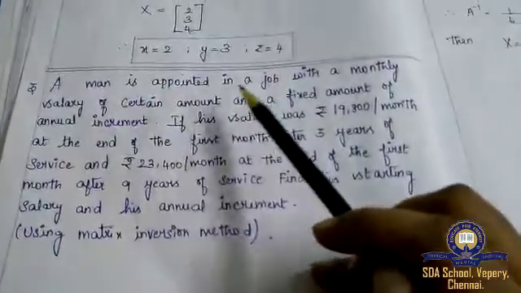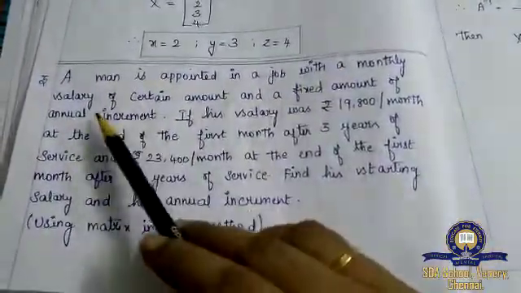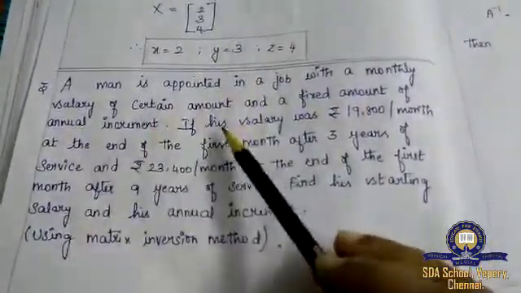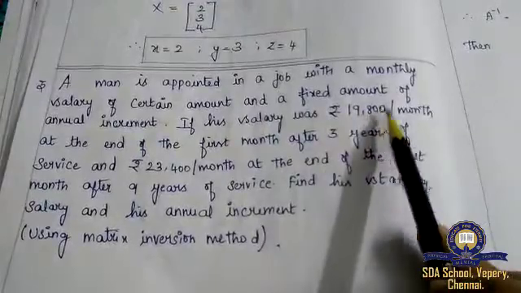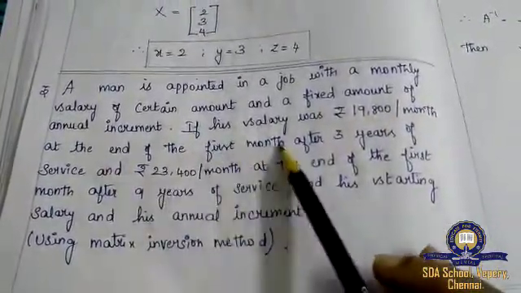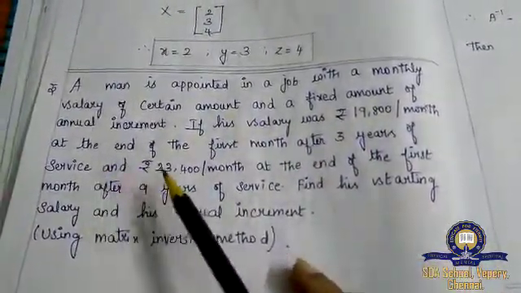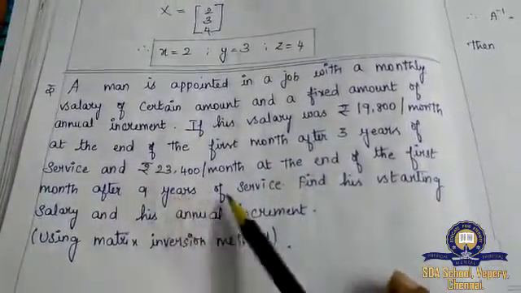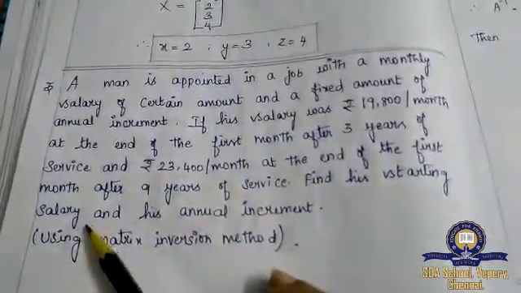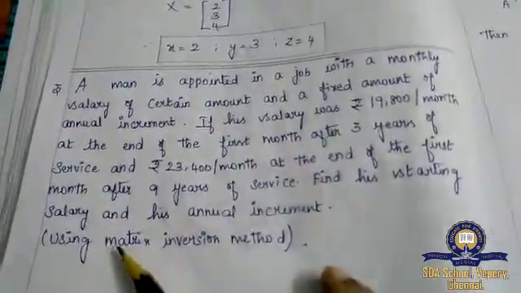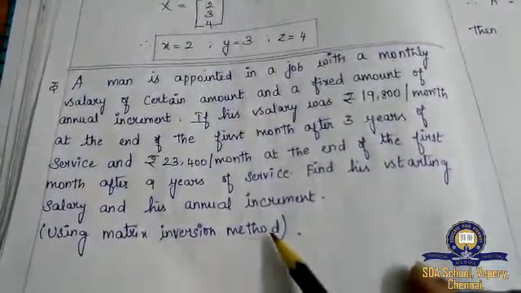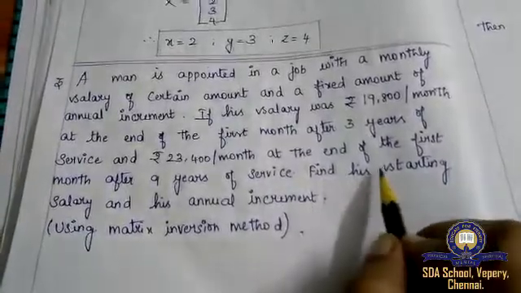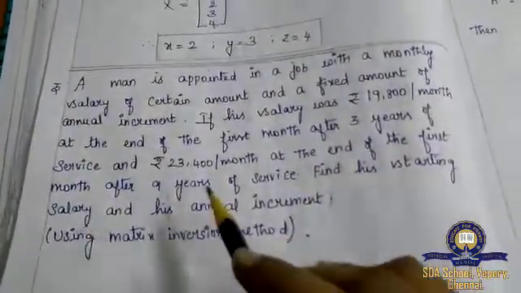A man is appointed in a job with a monthly salary of a certain amount and a fixed amount of annual increment. If his salary was rupees 19,800 per month at the end of the first month after 3 years of service, and rupees 23,400 per month at the end of the first month after 9 years of service, find his starting salary and his annual increment using the matrix inversion method. Okay, so I'm just taking this part first. We need to find that person's starting salary and his annual increment.